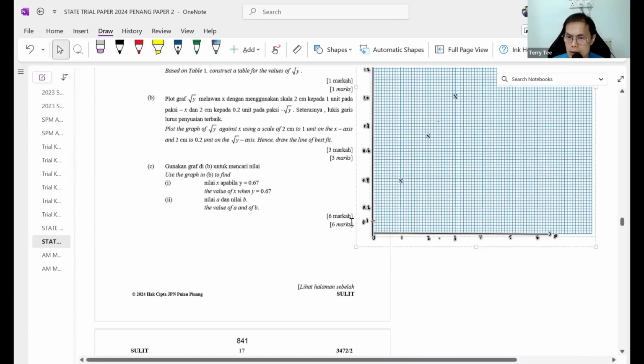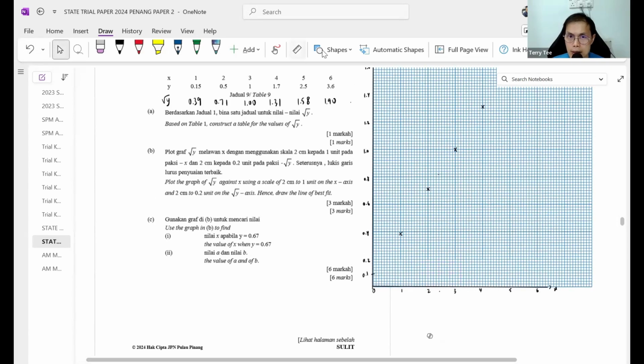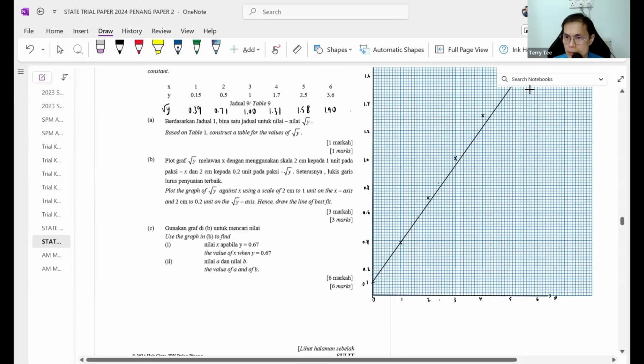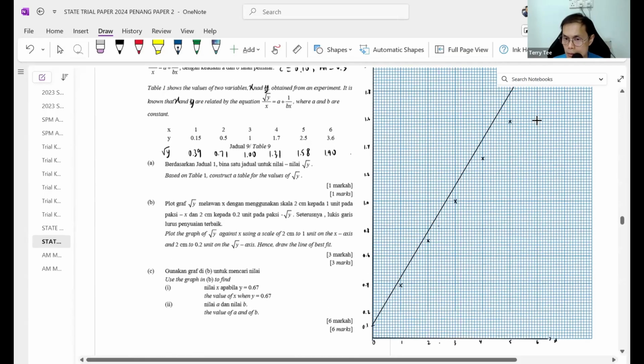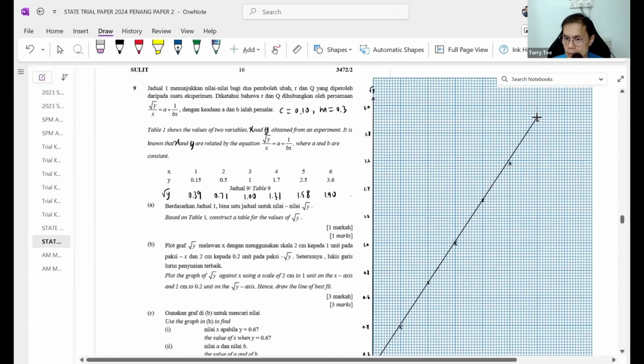So I need to extend a little bit. Okay, let's start from 0.1. Once again, extend all the way up. Make sure it goes through the last one. Okay, yep, this is a bit better. The first point and the second point are a bit lower here.